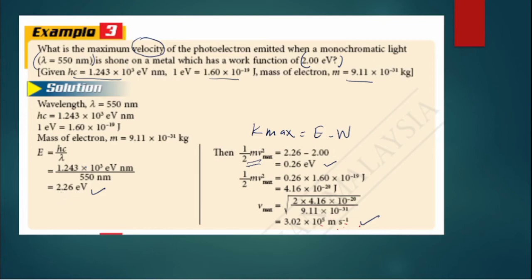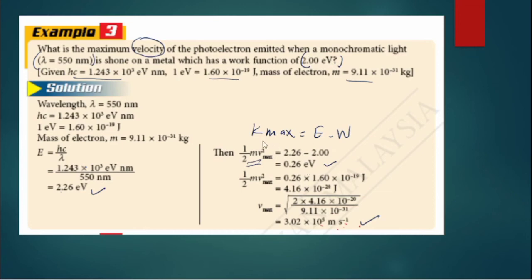Energy can also be written using this unit, electron volt. Also given is the relationship here, 1 eV equals 1.6 times 10 to the power of negative 19 joule. Now apply Einstein's photoelectric equation. K maximum equals energy of photon minus work function. So from here, energy of photon 2.26 minus work function 2 eV, we get 0.26 eV.